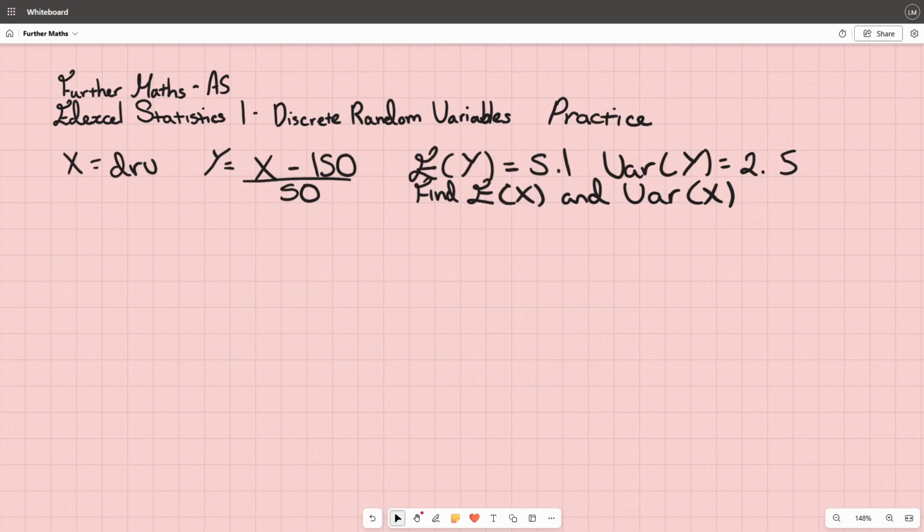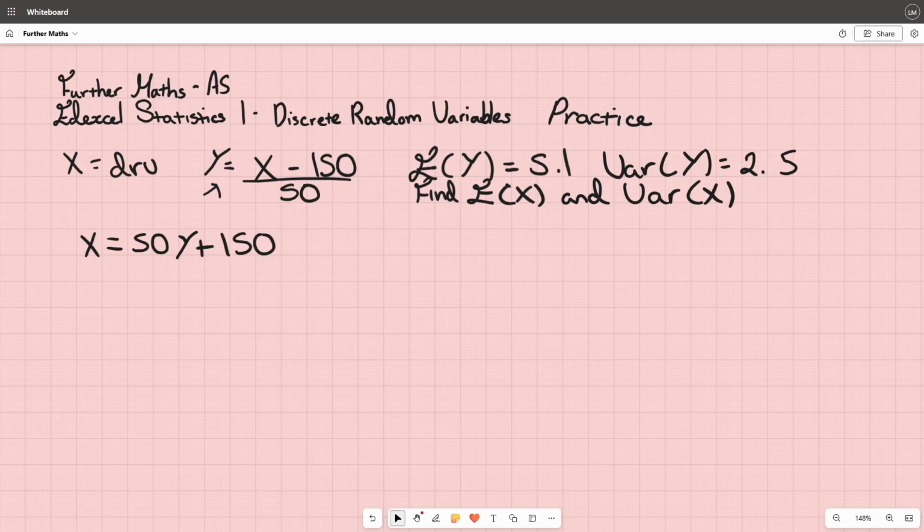Okay, so now we have an equation where x is an unknown and we're given y, which is a random variable that is a function of x. So here we have to basically find x, so make x the subject. So x is equal to 50y plus 150, because we take it from here, which is the equation of y.